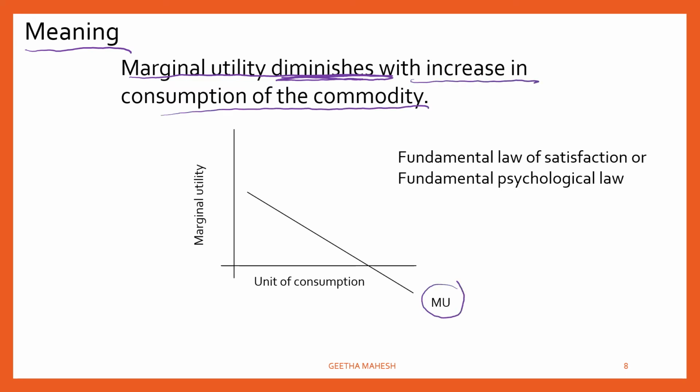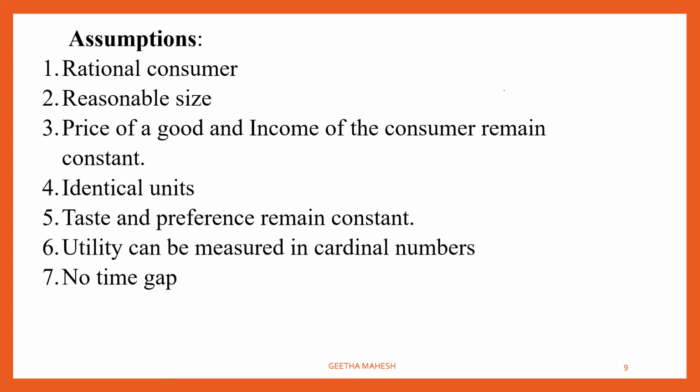You can see in the diagram, marginal utility has a negative slope, a downward slope. As consumption of units of the commodity increases, the marginal utility is sloping downwards or diminishing. As it happens in respect of all goods and services, it is known as the fundamental law of satisfaction or fundamental psychological law. Let us discuss a few assumptions of the law of diminishing marginal utility.